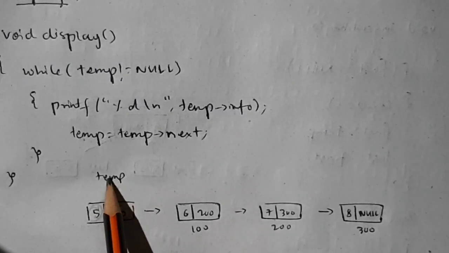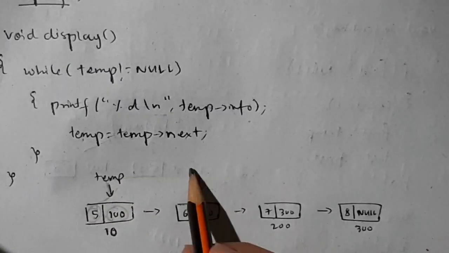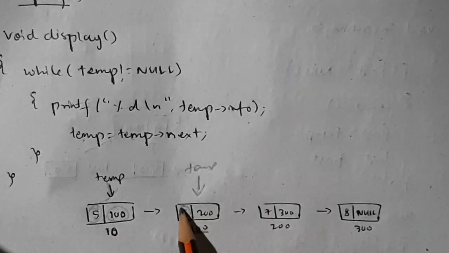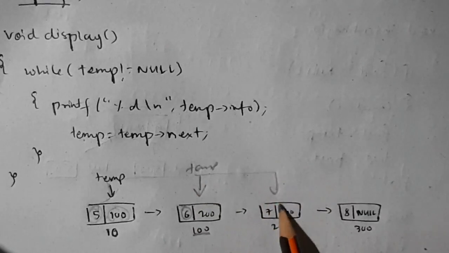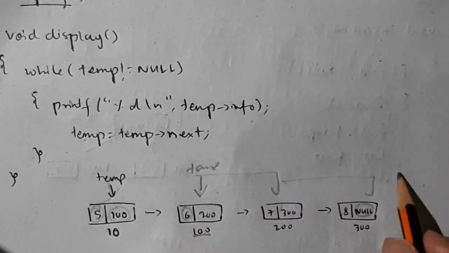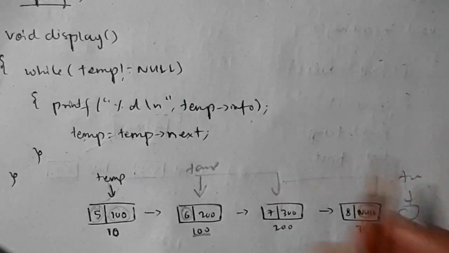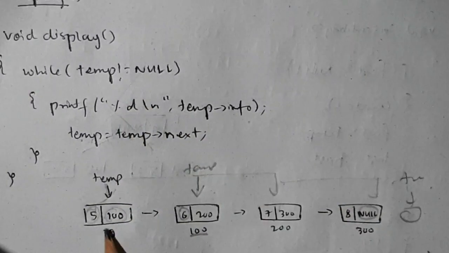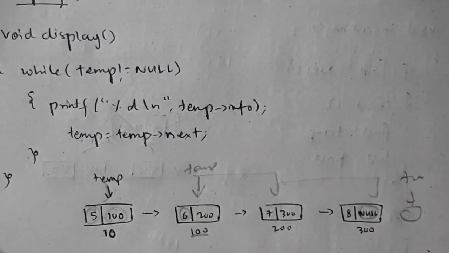100. So temp will be 100 now, so temp will come here. See, this is the 100th memory location, so temp will come here. This will be printed. Then temp will go here. This will be printed. After that, when temp goes here, temp->next will be null. So temp will be pointing to null. When temp is null, it will come out of the loop. So all the elements will be printed till then.